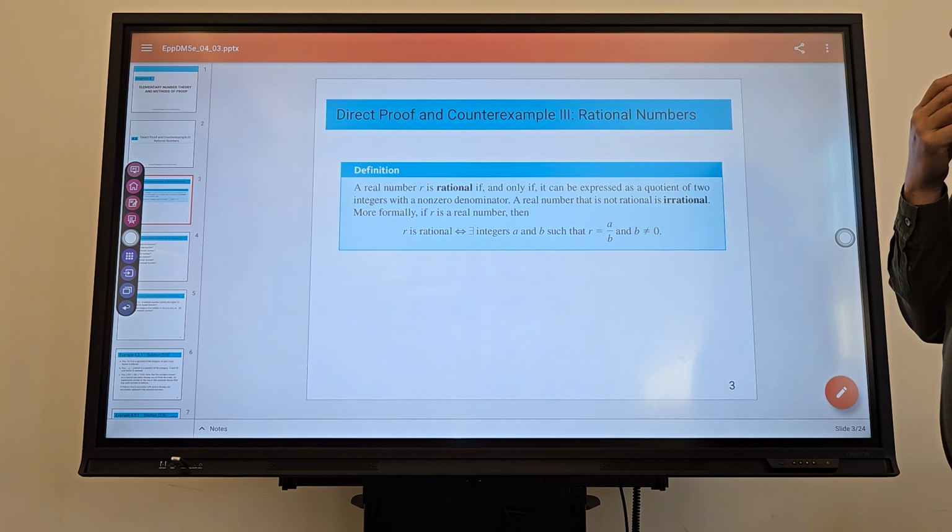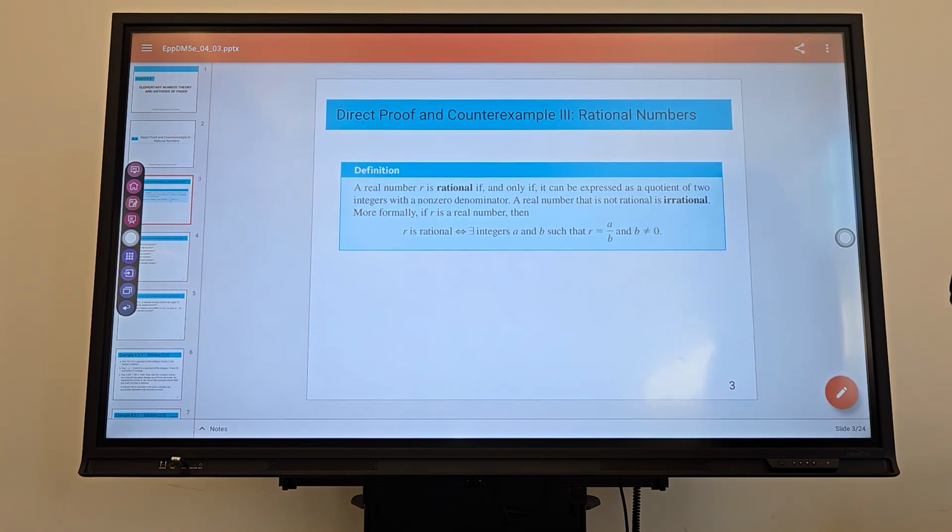A real number is rational if and only if it can be expressed as a quotient of two integers with a non-zero denominator. A real number that is not rational is irrational. Formally, if r is a real number, then r is rational if and only if there exist integers a and b such that r equals a over b and b does not equal 0.